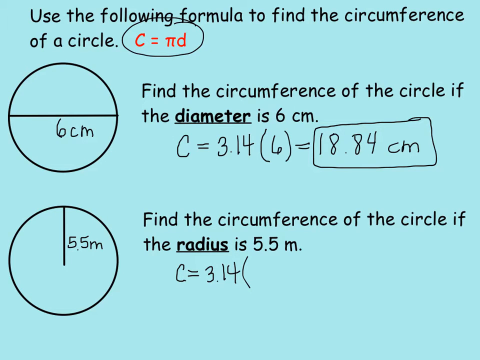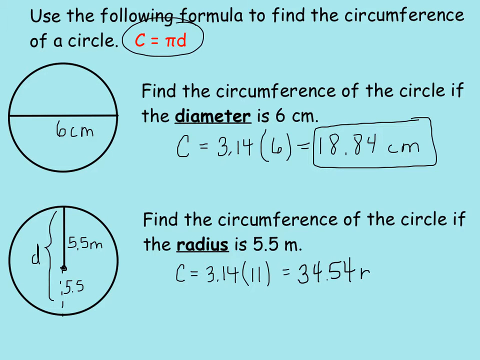Now in this problem, they don't give us the diameter, they give us the radius. Remember that the diameter is the distance all the way across the circle. So what that means is that we need another 5.5 in order to get the diameter. This is the diameter here. So 5.5 and 5.5 make 11. That means the diameter is 11. This gives us a circumference of 34.54 meters.